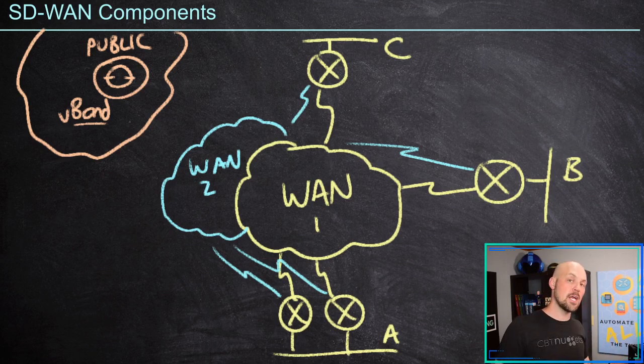We have a bit of a chicken and egg problem from the perspective of how do these vEdges and cEdges know where my vSmart controllers are? And how do they know where to go to get to vManage?